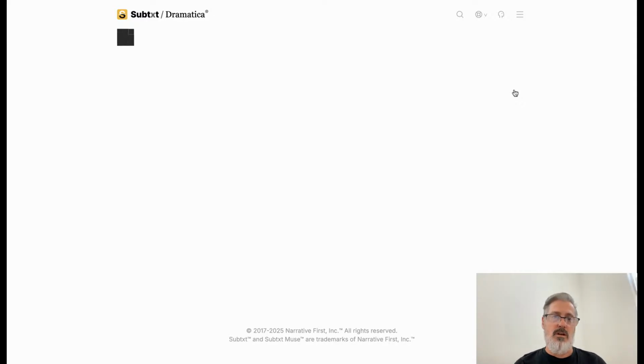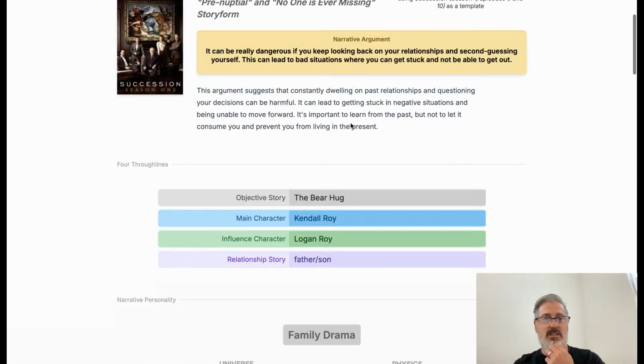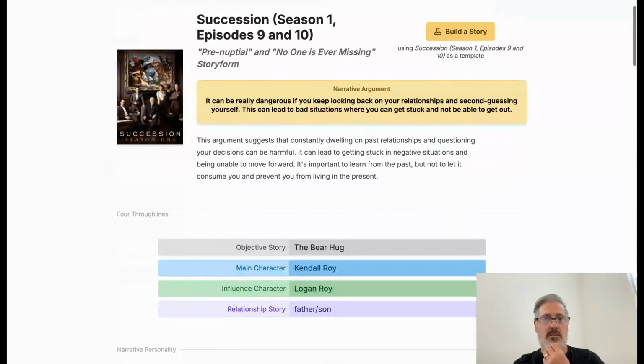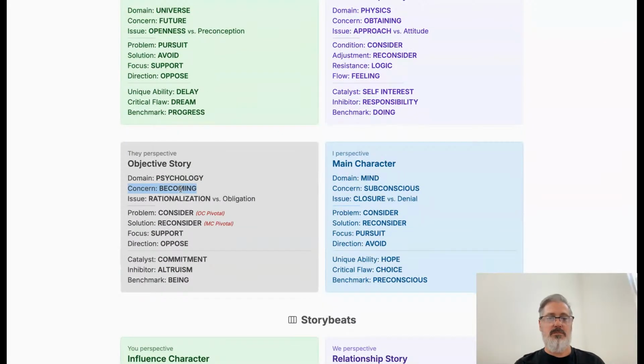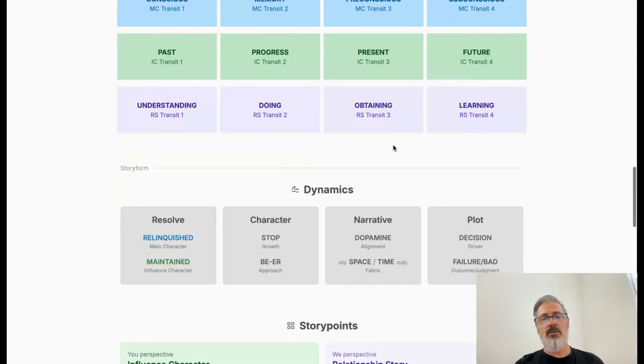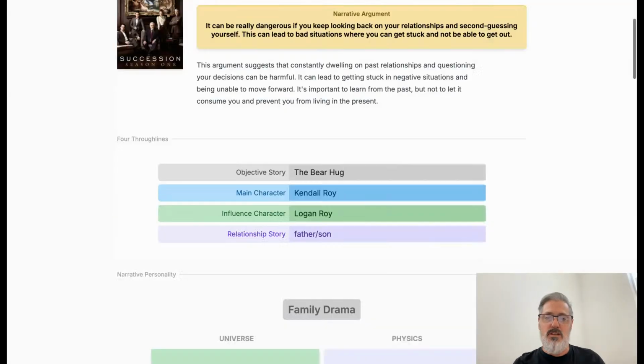Yeah, same thing where the first half of the story form is episode 9, and then the conclusion is the last. It's the last part of the story form, becoming. So you'll see failure bad because it all ends in failure and it all ends very bad for poor Kendall. So that, yeah, that's how you would connect. That's one way to connect it. There's lots of different ways.